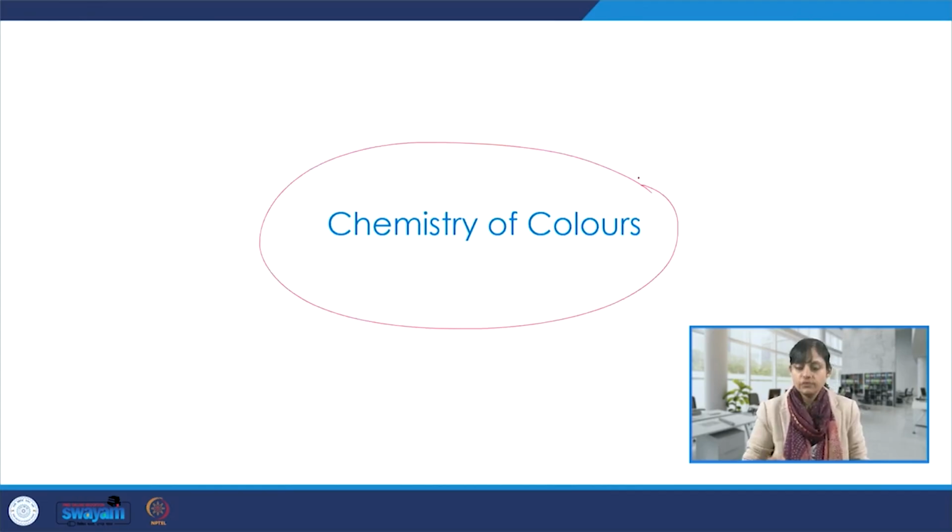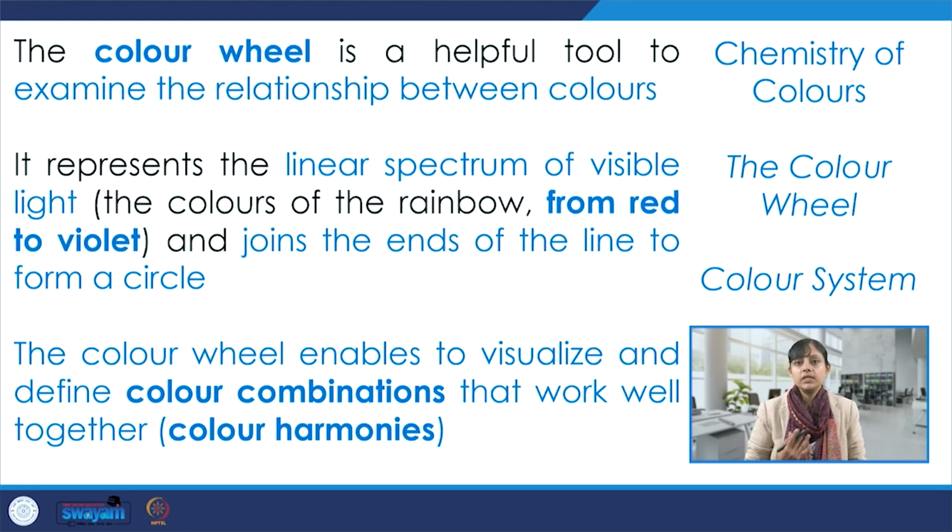Broadly talking about chemistry of colors and trying to understand further from where we left in terms of additive and subtractive, it would be interesting to get to know about the color wheel because it helps us understand the color system and interrelationships between color very well. So it is a helpful tool to examine the relationship between colors. It represents the linear spectrum of visible light, the colors of the rainbow from red to violet, and joins the ends of the line to form a circle. The color wheel enables to visualize and define color combinations that work well together. So we get to know about the color harmonies.